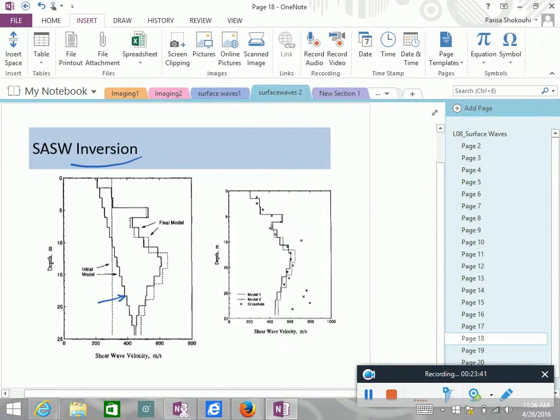You get the initial model, you generate a dispersion curve for that initial model, you compare it to the experimental dispersion curve, and you do it as many times as needed until the dispersion curve from the model and the measurement are similar to each other. And then that final model would be the model of the velocity profile that you were looking for.